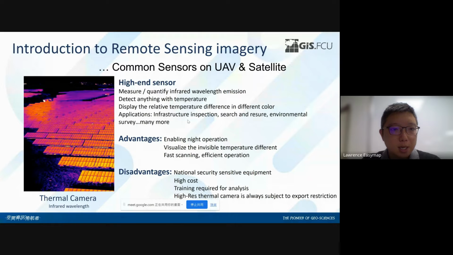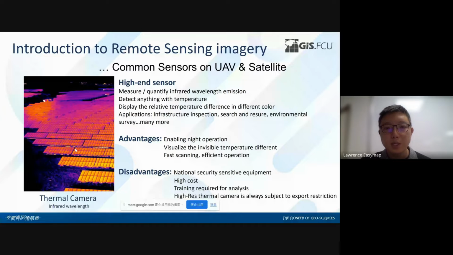For the picture on the left-hand side, I believe this is a solar panel. You can see some yellow pattern and then some purple, pink, and orange colors. So different colors represent different temperatures, and you can see some dark black, dark purple color. It may represent some cooler area. So it is very useful indeed, and because it is not sensing visible light, it can also be used at night for search and rescue purposes, environmental survey, and many more.